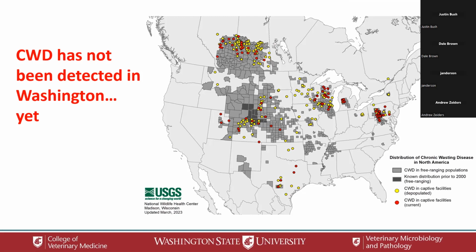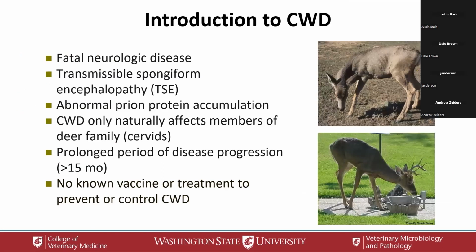started my career studying chronic wasting disease in the late 1990s, chronic wasting disease occurred in 2 states, Colorado and Wyoming. And now I think we're up to about 30 states in the US, and 3 Canadian provinces have detected CWD in free-ranging deer and elk. So it is a bad disease.